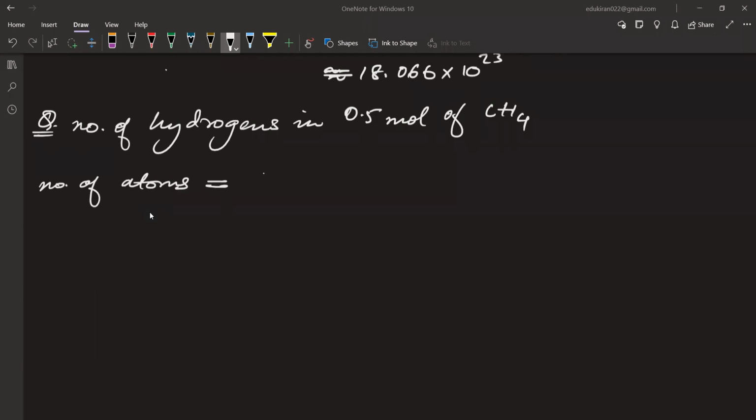See, very easy. What did you do? Half into 4 into mole, which was equal to 2 into 6.022 into 10 to the power 23.